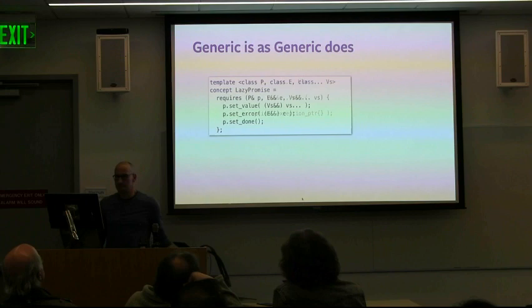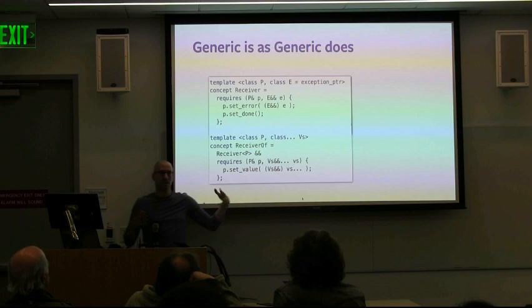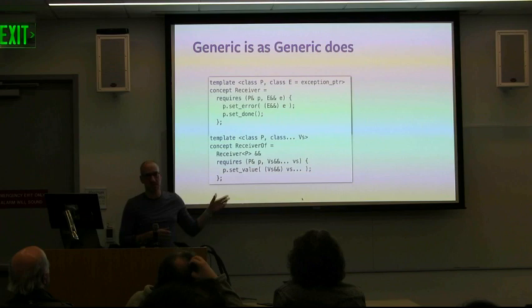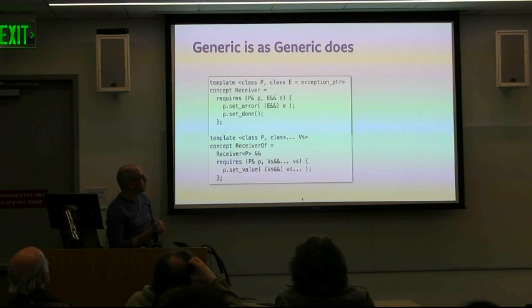Okay, so let's call this thing a receiver. Let's factor it out. A receiver is something that has set done and set error. And then you can say a receiver of int is something that you know you're going to be passing an integer into. This is the terminology that we have settled on. This is C++20 syntax for defining concepts. I've been breathing this stuff for a couple of years now, so it doesn't look strange to me, but it might look strange to you guys.